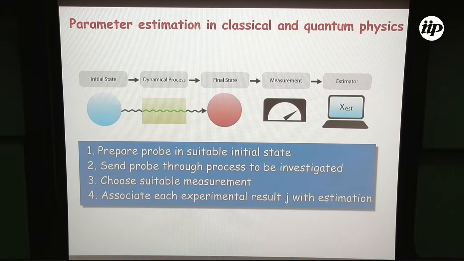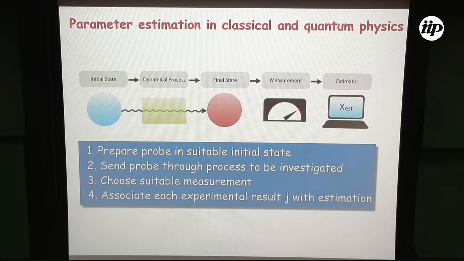Now, quite generally, parameter estimation in classical and quantum physics involves the following steps. First, you prepare a probe in a suitable initial state. Then you send the probe through some process to be investigated. It is a parameter-dependent process, and you want to estimate the value of this parameter. Then you have this final state of the probe that depends on the parameter to be estimated. You choose a suitable measurement, and then you associate the experimental result, say J, with some estimation of the parameter.